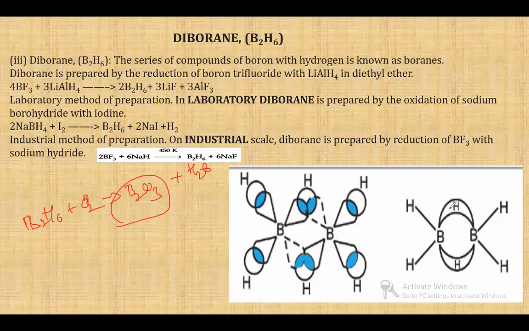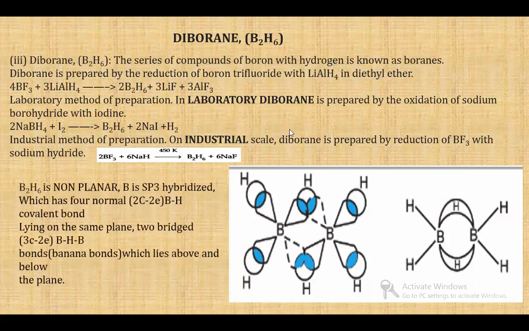Boron, hydrogen, boron: this is very familiarly called banana bonding. Here the hydrogen is in a rigid position, and that is what we call banana bonding. How is it shared with each other? Especially for B2H6, there is banana bonding. B2H6 is a non-planar molecule. In B2H6, boron undergoes sp3 hybridization.